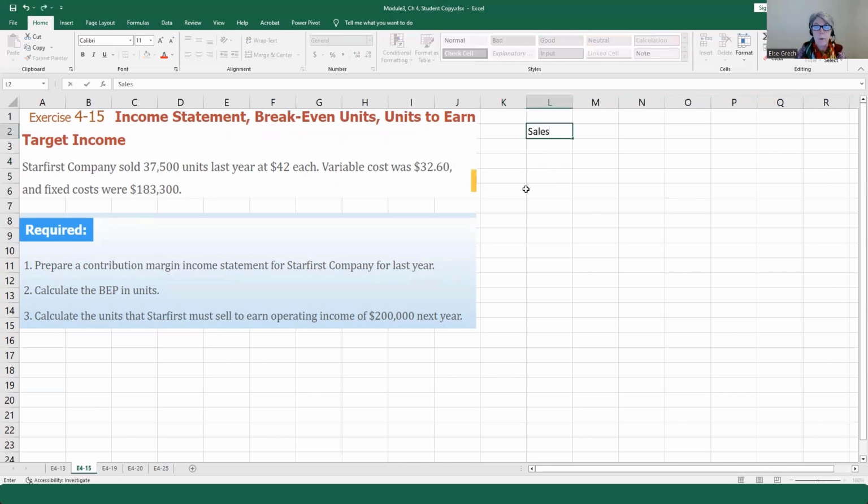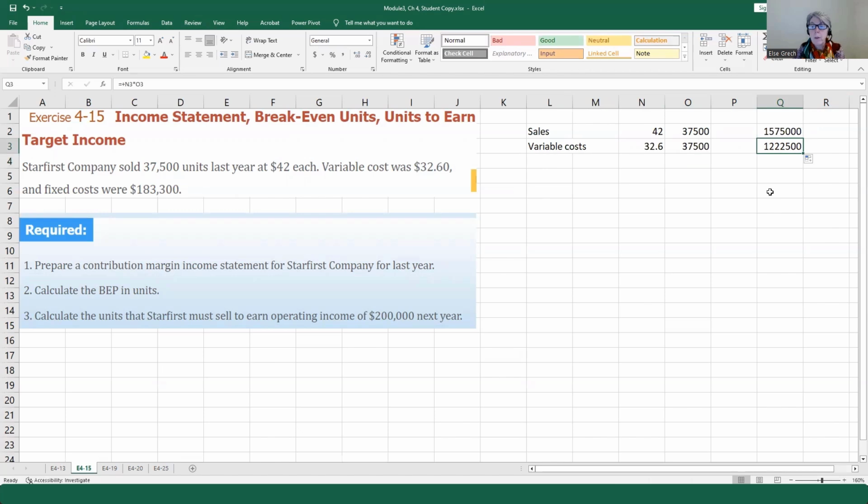So we know what sales are going to be. They're going to be the selling price, which in this case is 42, multiplied by the number of units sold, 37,500. So that's going to give us total sales revenue of 1,575,000. Then I'm going to do, of course, the variable costs. Variable costs in this case are 32.60. Again, I'm going to multiply it by the same amount, and I can just pull this down. There we go. So variable costs in total are $1,222,500. I'm going to underline that.